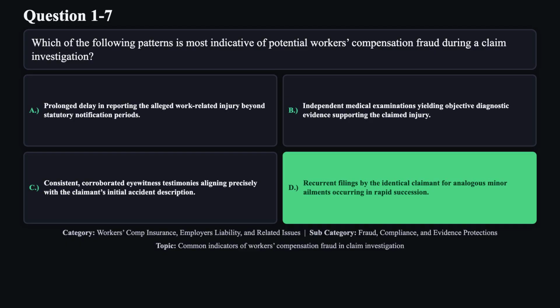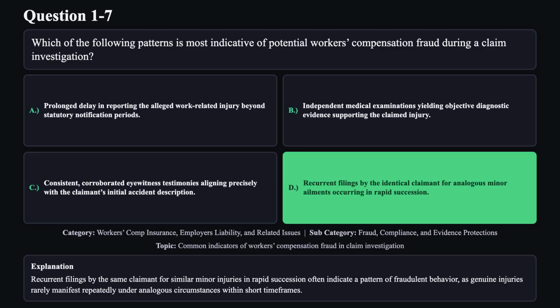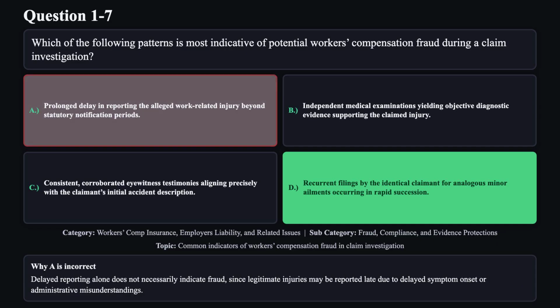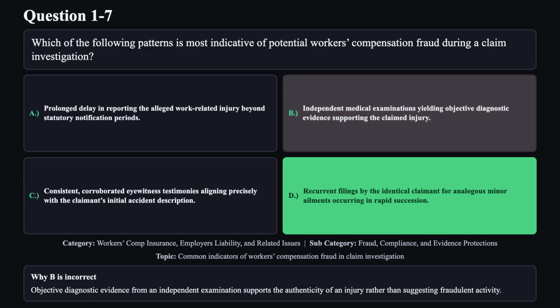The correct answer is D. Recurrent filings by the same claimant for similar minor injuries in rapid succession often indicate a pattern of fraudulent behavior, as genuine injuries rarely manifest repeatedly under analogous circumstances within short timeframes. Reason A is not correct. Delayed reporting alone does not necessarily indicate fraud, since legitimate injuries may be reported late due to delayed symptom onset or administrative misunderstandings. Reason B is not correct. Objective diagnostic evidence from an independent examination supports the authenticity of an injury rather than suggesting fraudulent activity.